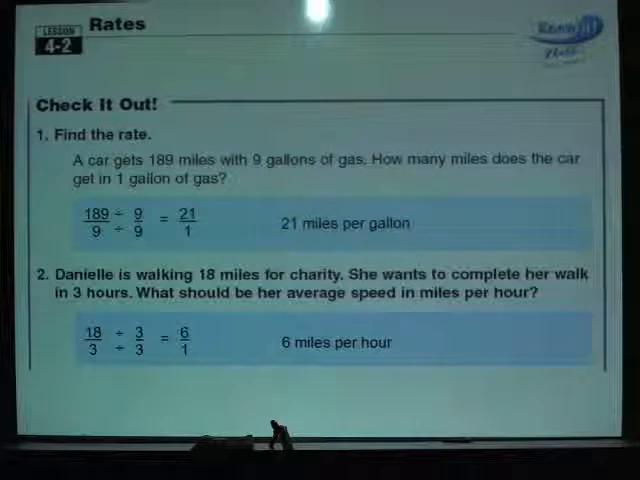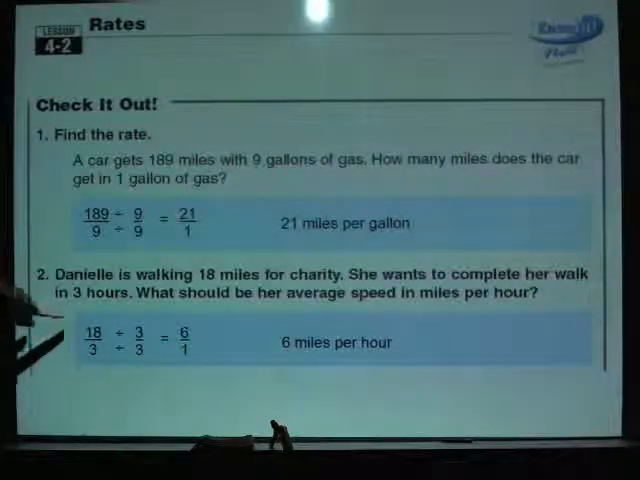Number 2, Danielle is walking 18 miles for charity. She wants to complete her walk in 3 hours. What should be her average speed in miles per hour? So they're asking about miles per hour, or miles per 1 hour. Not only does that statement give the order, but since they're saying per 1 hour, we know that's what's going to have to go in the denominator. Again, the denominator is always what you're going to make go down to 1.